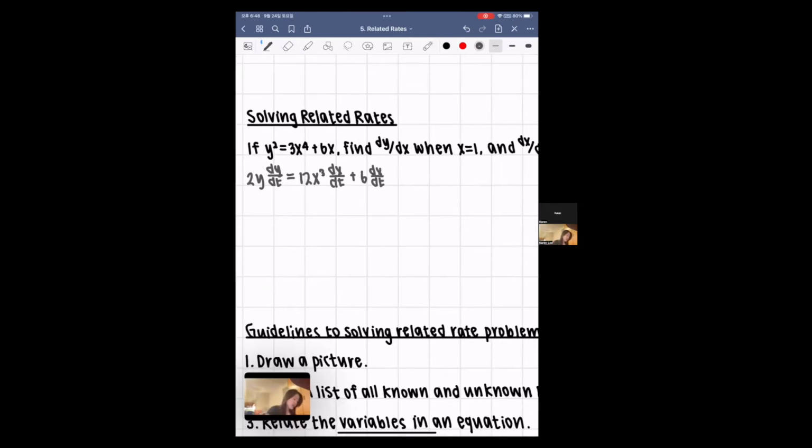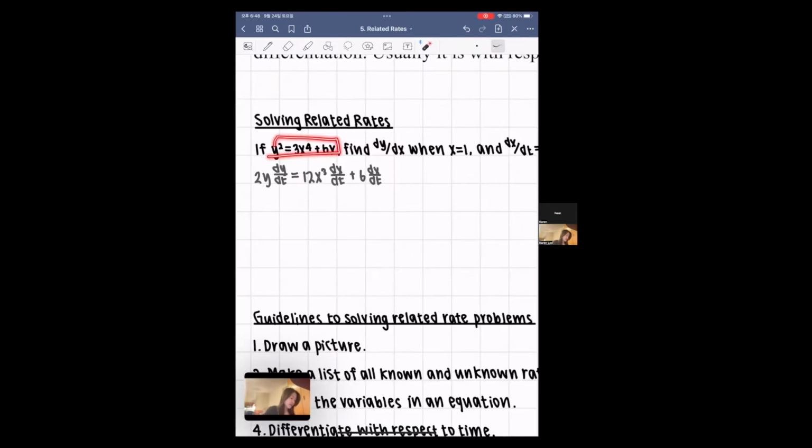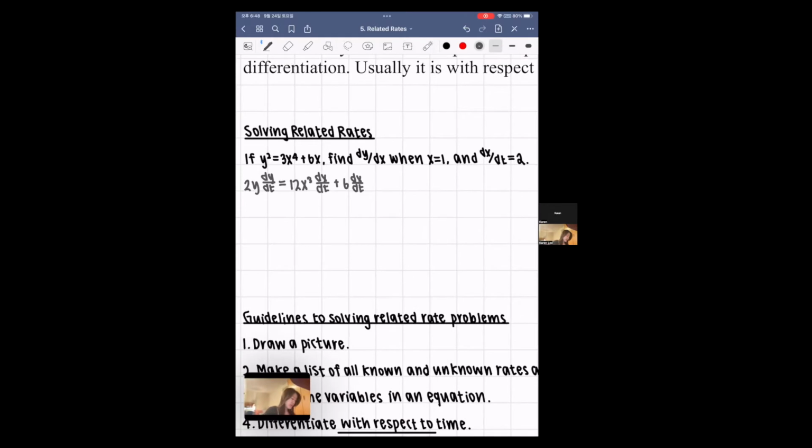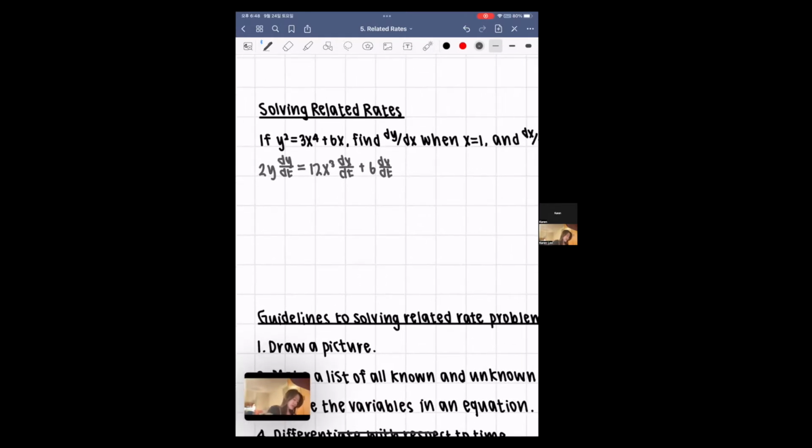Now we input the values that we know. We have to look at this equation. So we know the value of x is 1. And we know that y squared equals 3x to the power 4 plus 6x. So y squared, in other words, is also equal to 3 plus 6, which is 9. In other words, y is 3.